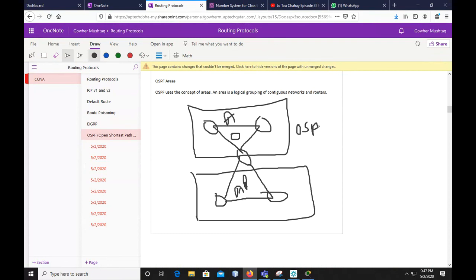OSPF is enabled everywhere, but this is a different network and this is a different network. This is the concept of areas. When you configure OSPF here, this should have the same area, this should have area 1, this should have area 1, this should have 0, this should have 0. And this is called the area border router, ABR. We have two things here, ABR and also a router which links you to another network implementing a different protocol, ASBR.